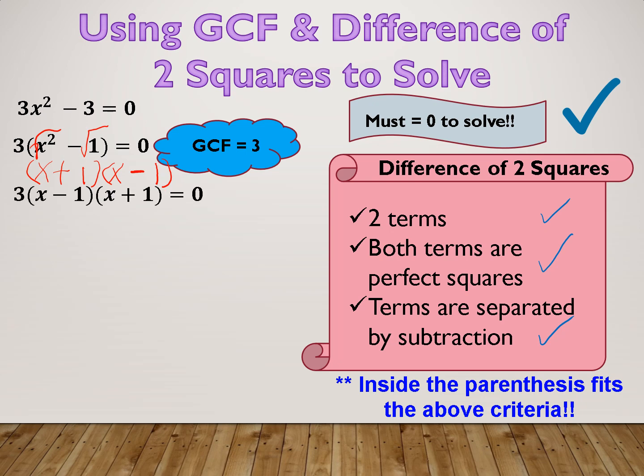So you also don't want to forget your 3 out front, because if you forget that 3 out front and for some reason you had to multiply this back together, you'd only get x squared minus 1. You would not get 3x squared minus 3.